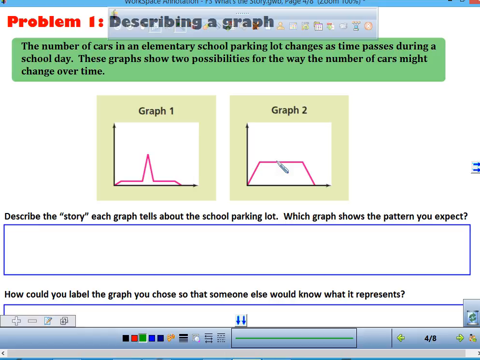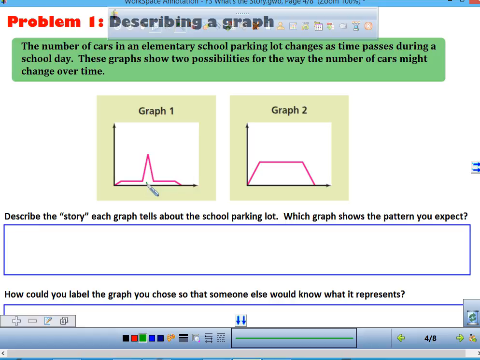Okay. What time of day is this? That's lunch, right? It's right in the middle of the day. This is one school day. That's what it says. It's one school day. So this would be morning, this would be end of the day, this would be lunch, because this represents one school day. So what is this showing then?